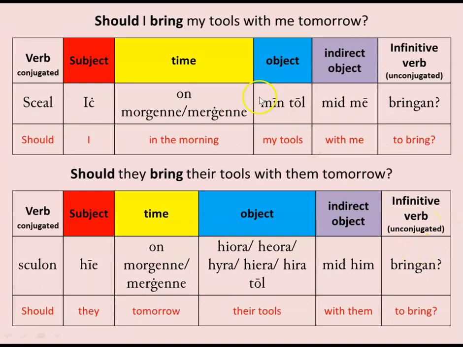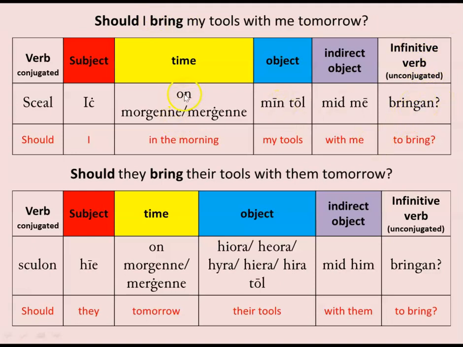All right. Should I bring my tools with me tomorrow? Shall ich on morgen min tol mit me beringen? Okay, so the first verb should goes in the front. First person present tense singular, so shall, it's conjugated. The second verb bring, that goes to the end and it's in its infinitive or dictionary form. It's unconjugated, so just beringen.